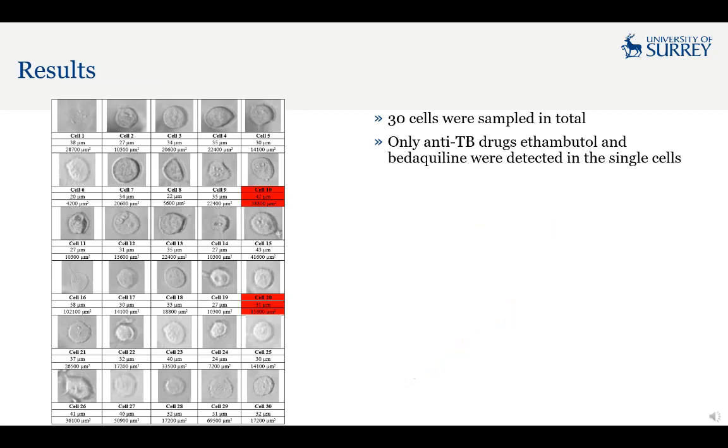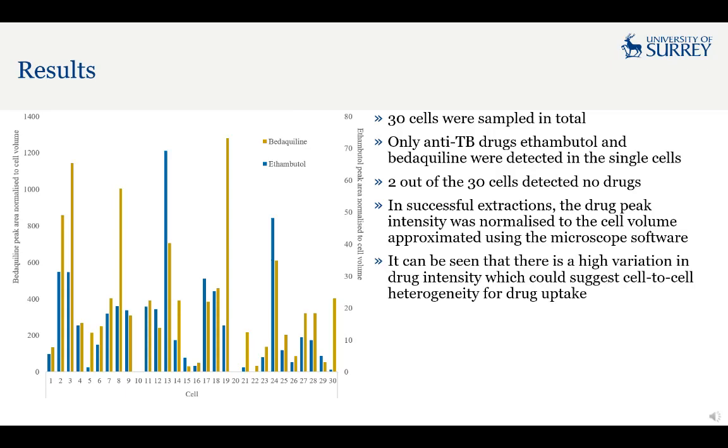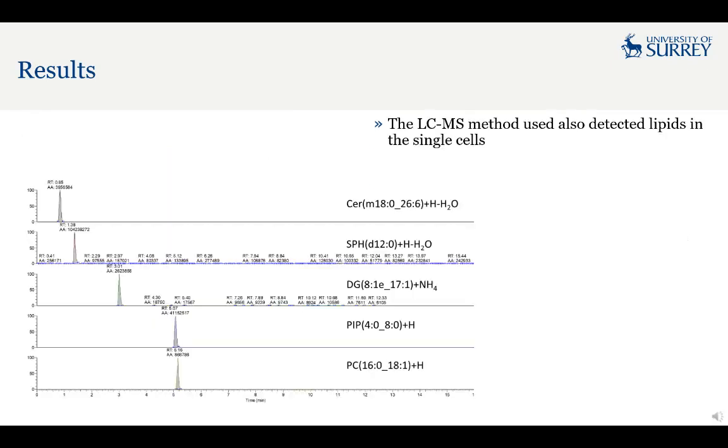The only anti-TB drugs that were detected were ethambutol and dapsone. In 2 out of 30 cells, no drugs were detected, but in the other 28, both these drugs were detected. In the successful extractions, the drug peak intensity was normalised to the cell volume, which was approximated using the microscope software. It can be seen that there was a high variation in drug intensity, which could suggest cell-to-cell drug uptake heterogeneity. The LC-MS method used also successfully detected lipids in the single cells.